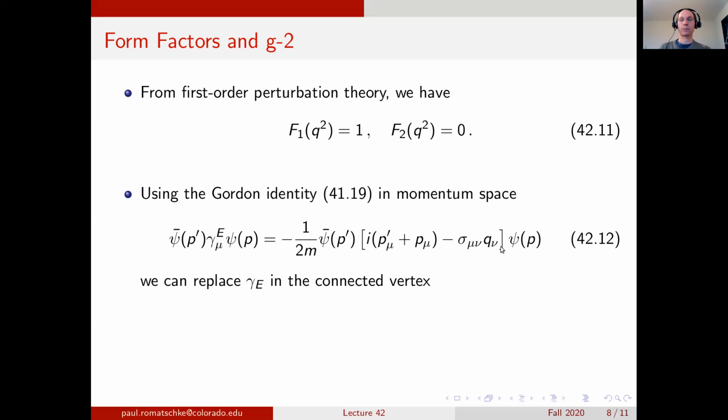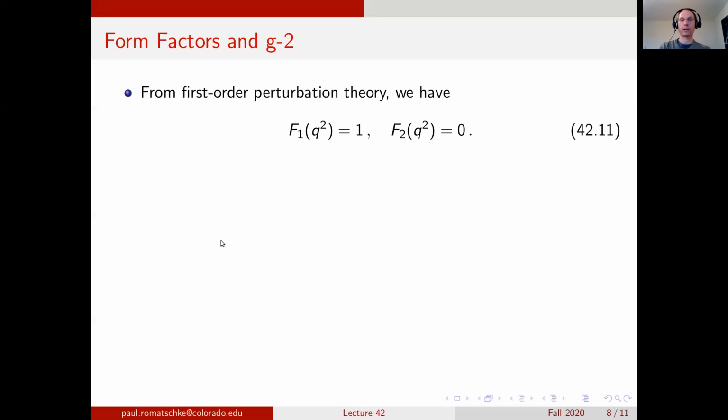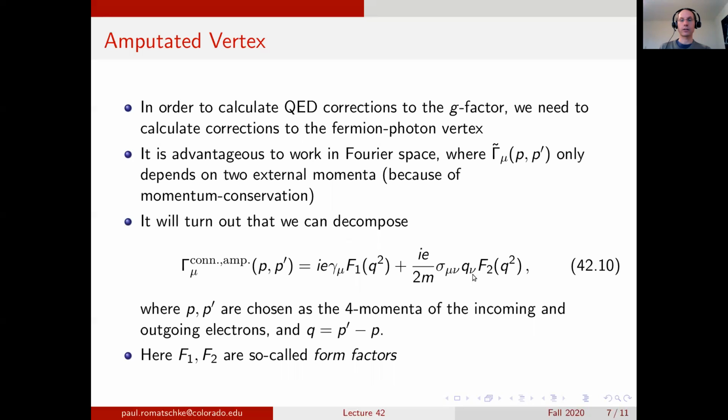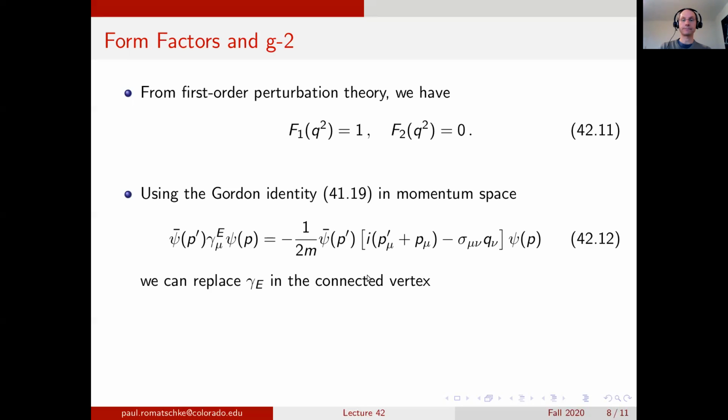And then we have minus sigma mu q nu for the sigma mu term that we had in the Gordon identity. So we can use the Gordon identity here to replace gamma mu in the connected vertex. So let me just go back here. That is the general form. This is the Euclidean momentum gamma e. This is the general form, and we can use the Gordon identity to replace this gamma mu in here.